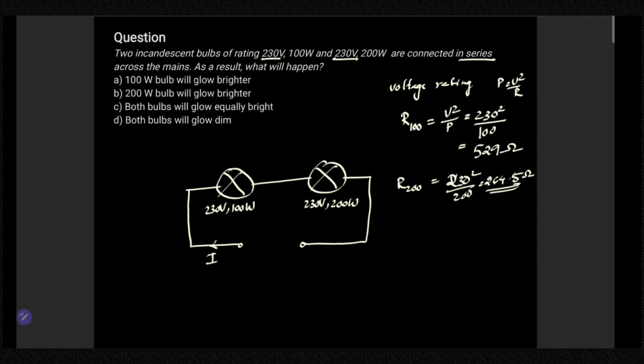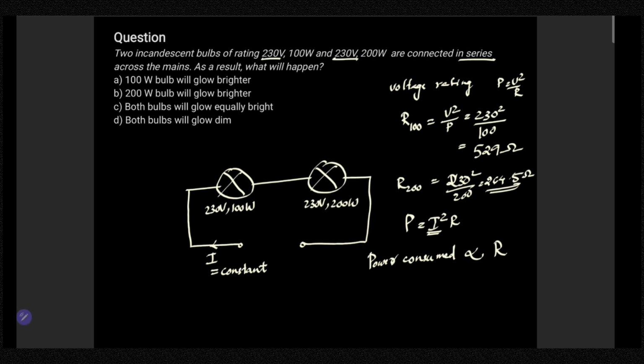We have only got the resistance. We need to find which of them will glow brighter. We know we have another equation for the power: P is equal to I square R. We have been told that this is a series circuit. For a series circuit, the current I will be constant. So we can say that the power consumed is directly proportional to R, since the current is constant.